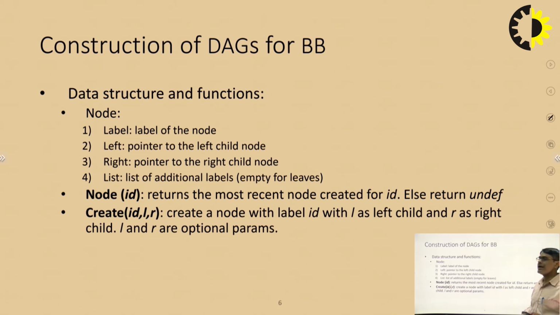Then create ID, L, R. If one node is created, definitely we need some left, some right child for that. So we have to use this particular function, create ID, L, R, and it will create a left child that is labeled with some ID and right child that is labeled with some ID. L and R are optional parameters. Why is it optional? If you are using some unary operators, definitely one node is there. There is no other node. If you are using binary operator, we will need two nodes. So that is the thing. So it is optional. Might be L is there, R is there, or both are there. Okay. So that is optional.